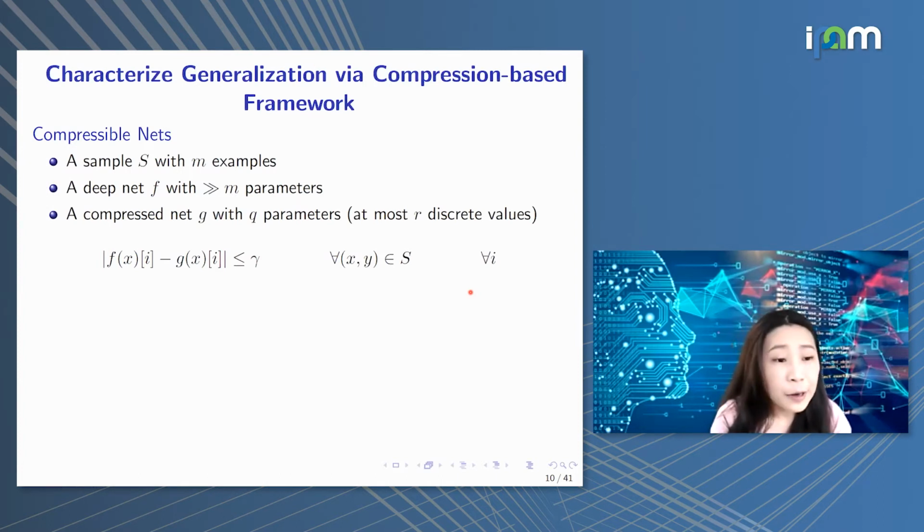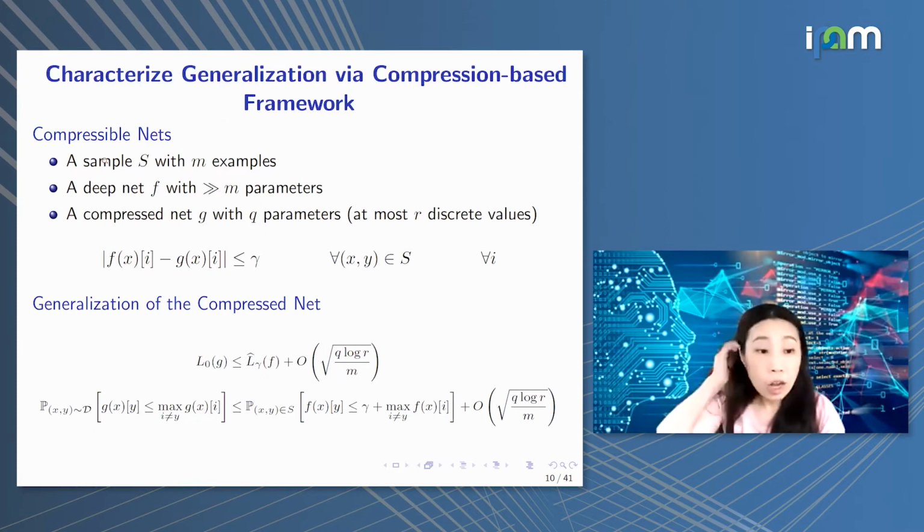Okay, so just a little bit of background knowledge. We wanted to characterize generalization using a compression-based framework. Let's say you have a compressible network. You define the compressible network based on a sample of m examples. For a deep neural network with a large number of parameters, you define a compressed network, which is G, with Q parameters at most, with R discrete values. You define it such that the difference between the original prediction and the compressed prediction is very small on the sample set. So I do not care about other examples. I only care about the similarity of the compressed network and my original network on my sample set.